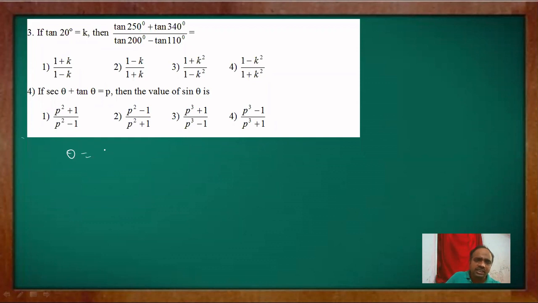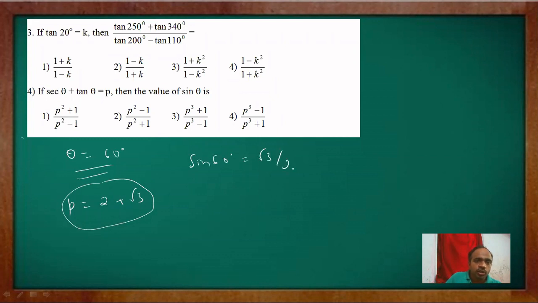You can take 60 degree. 60 degree ತಗೋಬಹುದು ನಾವು. Theta is equal to 60. Theta is equal to ನಾವು 60 ತಗೊಂಡ್ಬಿಟ್ರೆ sec theta plus tan theta is equal to p ಅಂತದ. Sec 60 ಎಷ್ಟು? Cos 60 is 1 by 2. Sec 60 will be 2. Plus tan theta. Tan 60 ಎಷ್ಟು? Root 3. So p ದ ವ್ಯಾಲ್ಯೂ ನಮ್ಗೆ ಬಂತಿಲ್ಲ. 2 plus root 3 ಅಂತ ಬಂತು. ಈಗ sin theta ವ್ಯಾಲ್ಯೂ ಕೇಳಿದ ನಾವು. ಅಂದ್ರೆ sin 60 ಬರಬೇಕು. Sin 60 ಎಷ್ಟು? Root 3 by 2. Root 3 by 2 ಬರ್ಬೇಕು ನಮ್ಮ ಆನ್ಸರ್.